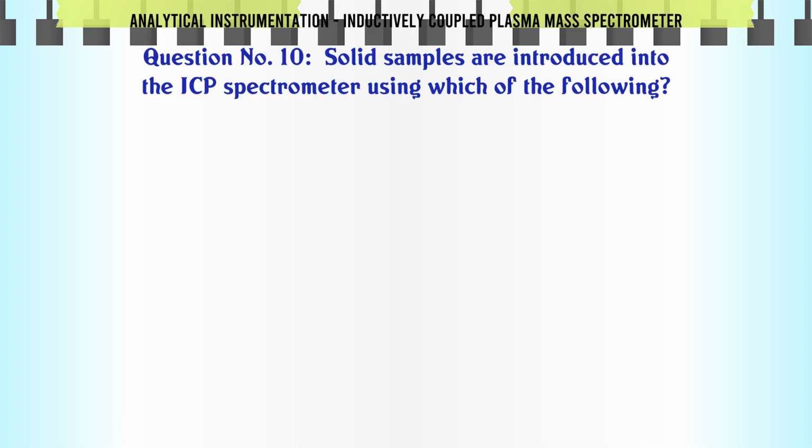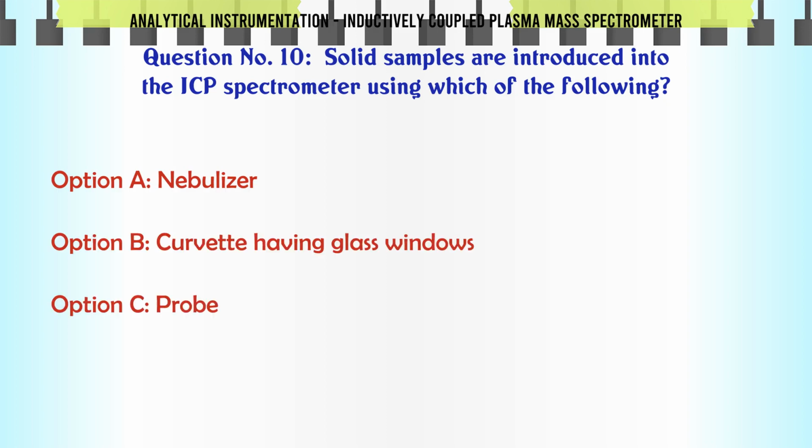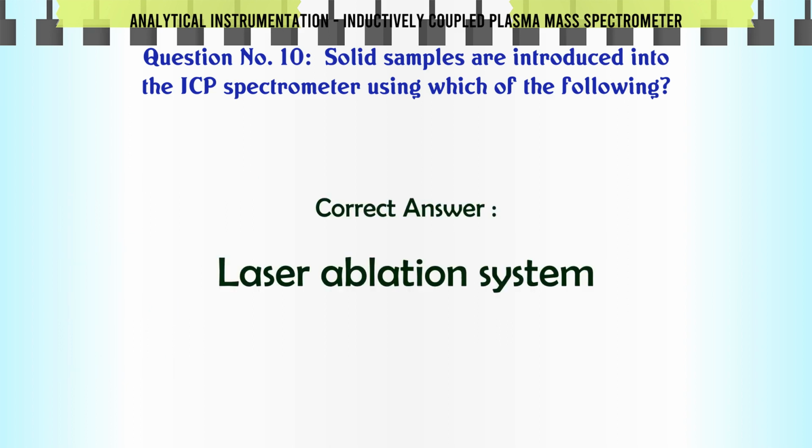Solid samples are introduced into the ICP spectrometer using which of the following: A. Nebulizer, B. Cuvette having glass windows, C. Probe, D. Laser ablation system. The correct answer is laser ablation system.